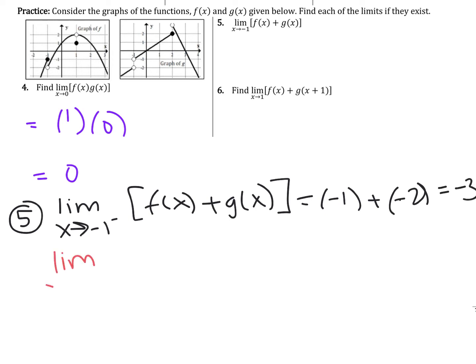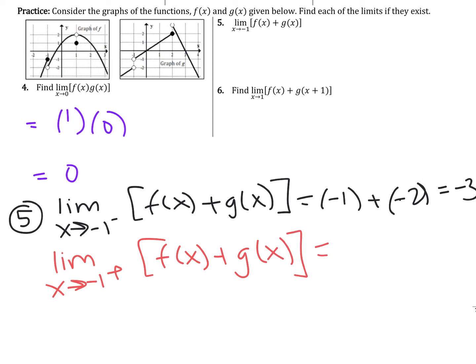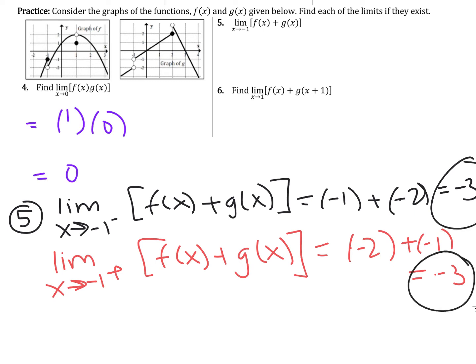Now I want to consider what happens if we approach from the right. So same limit, x approaches -1, but now from the right. If I look at what's going on in f, that's going to be -2. If I look at what's going on in g, that's going to be -1. So this is -3. Notice that these are the same. Both the left and the right-sided limit are -3. That means that the two-sided limit does in fact exist.